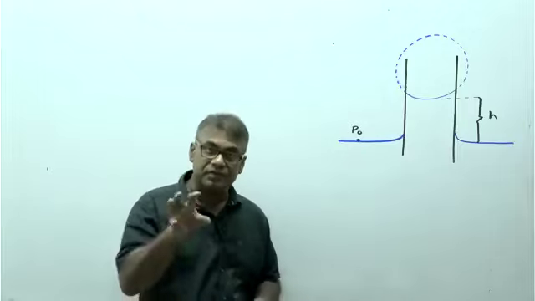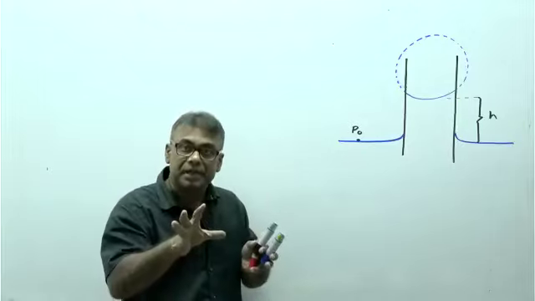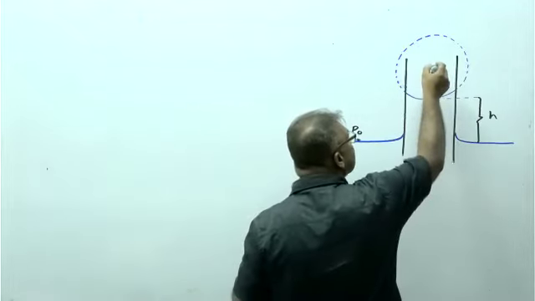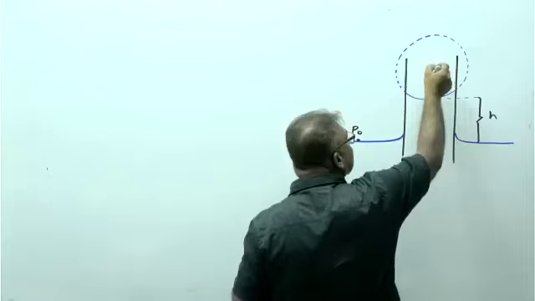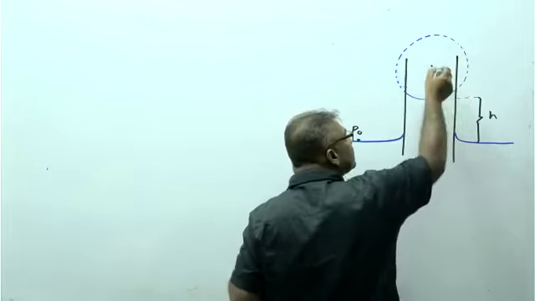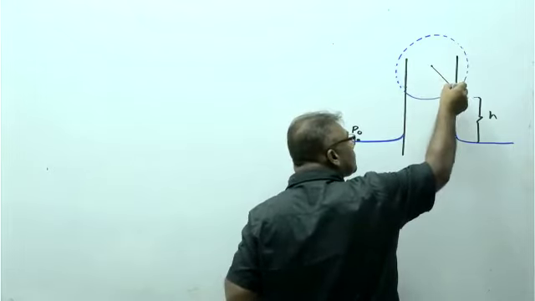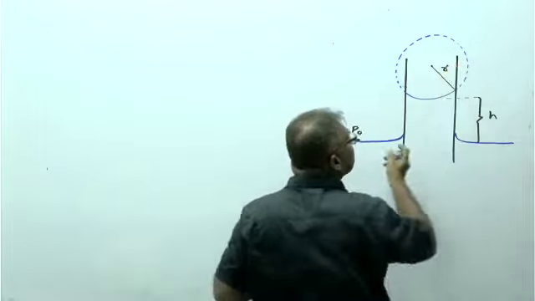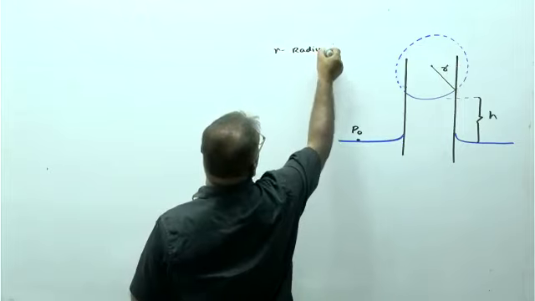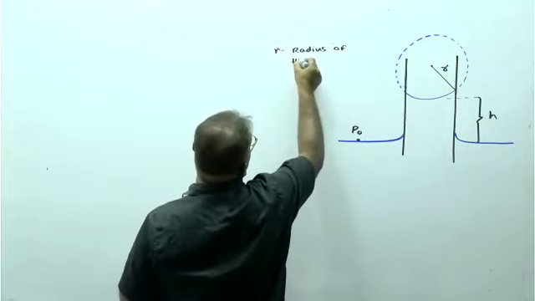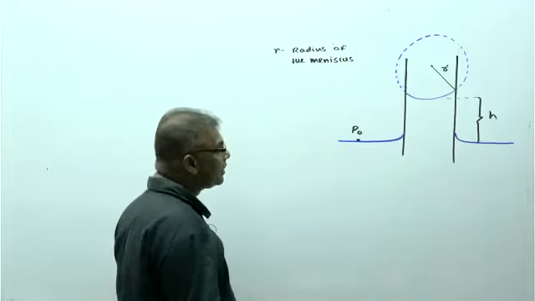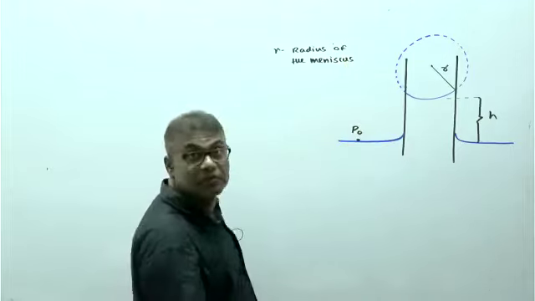For the first derivation, we have to complete the spherical path of the liquid meniscus to identify the radius. This one is the center of the spherical path of the meniscus. Then you can say this is the radius of the meniscus. R is called the radius of the meniscus. Okay, visualize it. Right, radius of the meniscus.